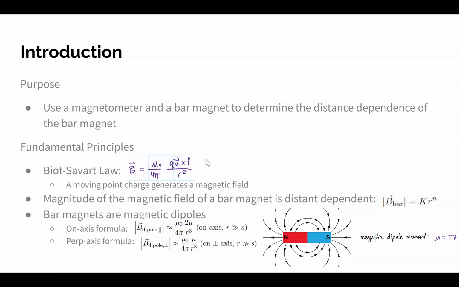Some other concepts that were important are that the magnitude of the magnetic field of a bar magnet is distance dependent, as shown by this equation over here, and also the idea that bar magnets are magnetic dipoles. The magnetic field can be calculated through these two formulas, the on-axis formula and the perp-axis formula, which are similar to those of the electric field dipole formulas. And over here, I have the equation for the magnetic dipole moment, which points from the south pole of the magnet to the north pole.